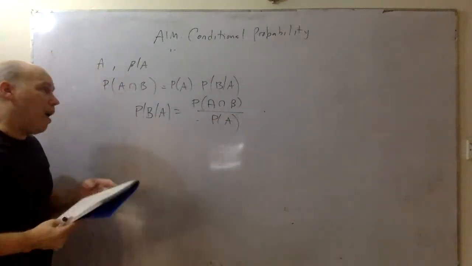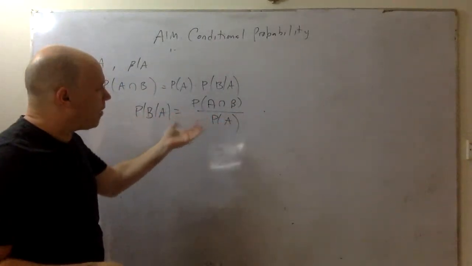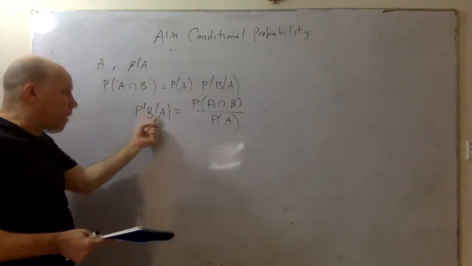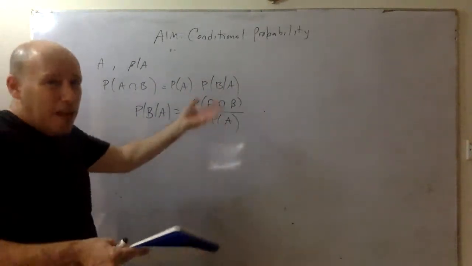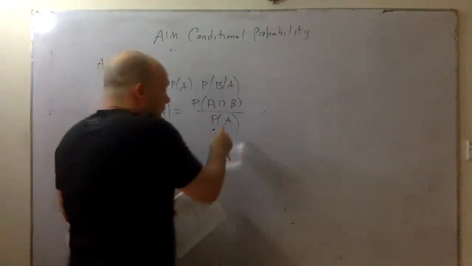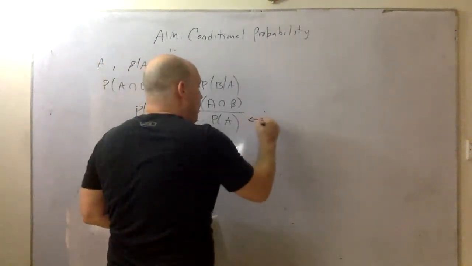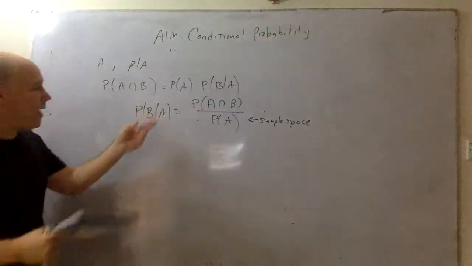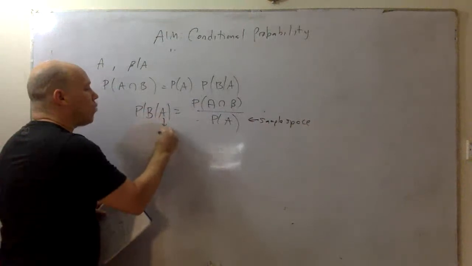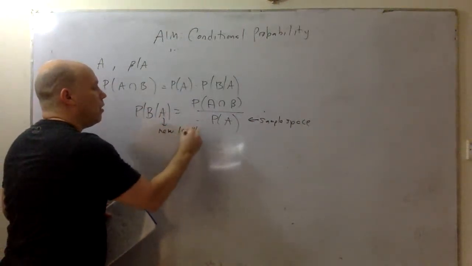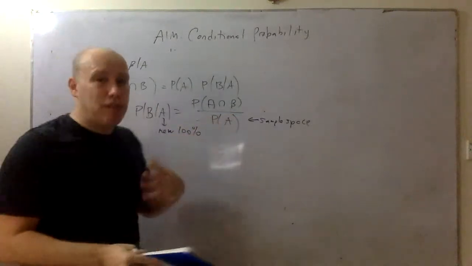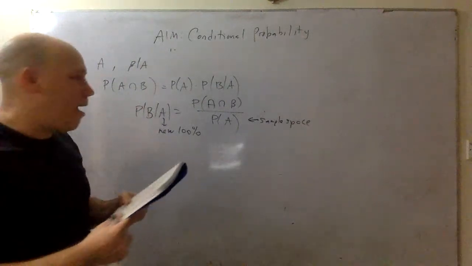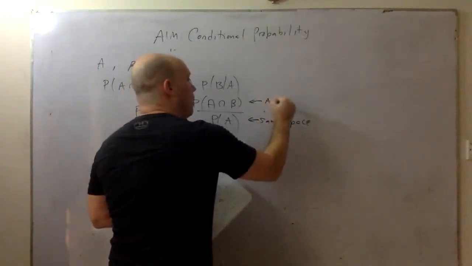And if you look at this, you think, this is a probability. The probability of something is a fraction. And you think, well, wait a minute, the denominator was like the sample space, right? So I like to teach conditional probability as A is the new 100%. That's the idea. It's the sample space, but it's the new 100%. So what's the example?